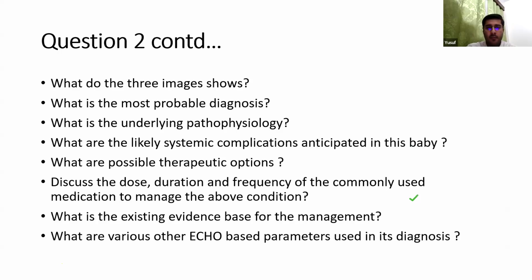Sir, I'll be discussing it in the subsequent slides as well. Please go ahead. Okay, so the most probable diagnosis in this case will be a hemodynamically significant patent ductus arteriosus. So, can anybody tell what is the underlying pathophysiology which contributes to the above clinical features? Please write it in the chat box. Okay, ductal steal. Ductal steal in which? Where is the ductal steal?